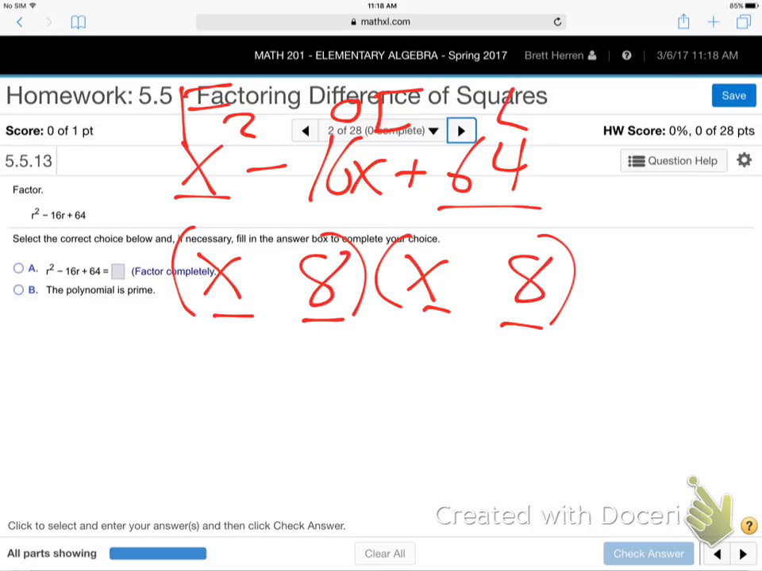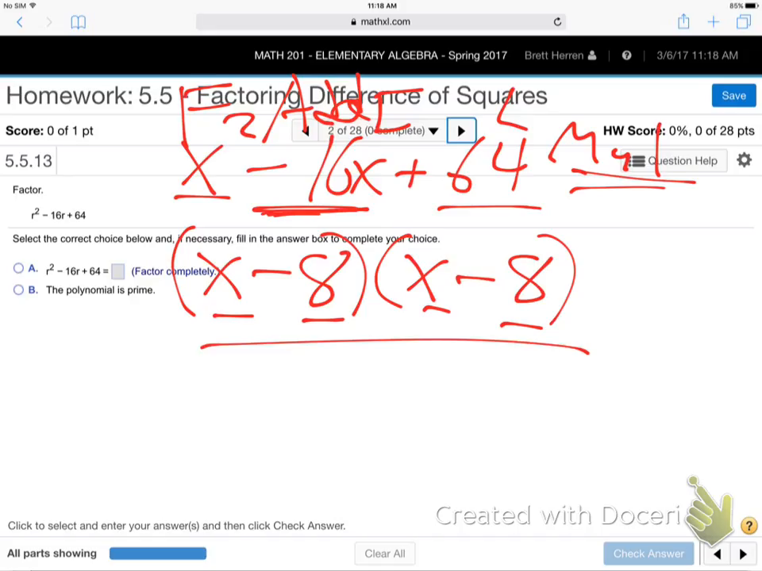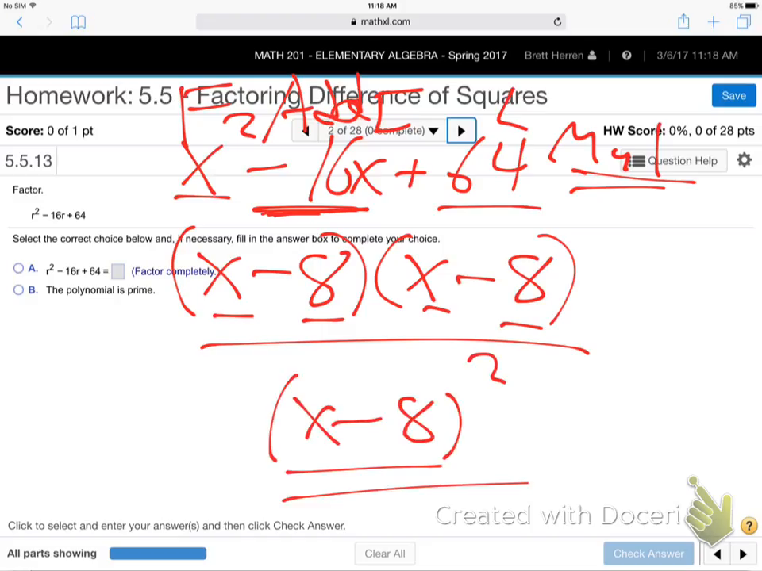All right, now what signs do I need? Now we're ready for the middle. The middle is negative 16. They have to add to be the middle and multiply to be the right side. How do you add to be negative 16? Negative 8 and negative 8 make negative 16, and two negatives multiply to be positive 64. Hey, and it's identical twins, notice. So what do we do? Say squared.